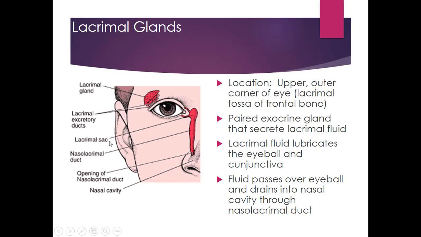And lastly, we have the lacrimal glands. So we have studied where those glands are located. And they're located to either side of the eye. And here's your lacrimal gland and your lacrimal excretory ducts. And then over here you have your nasolacrimal duct, which helps to drain the lacrimal fluid into the nasal cavity. So lacrimal fluid is secreted onto the eyeball to lubricate the eyeball and the conjunctiva.